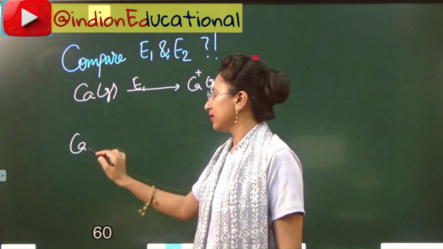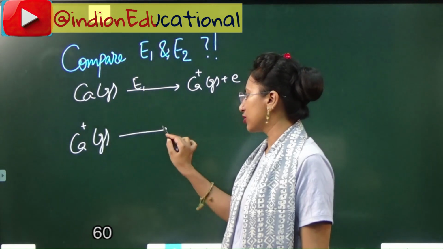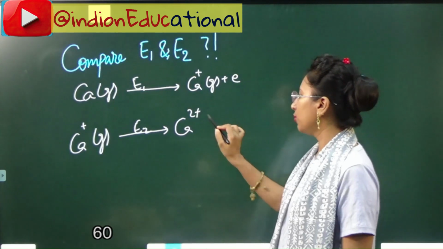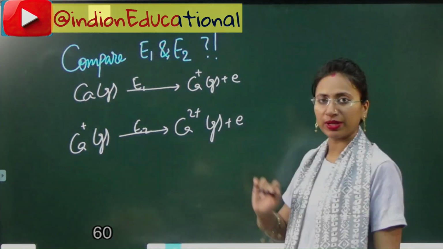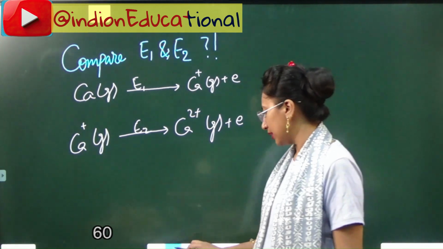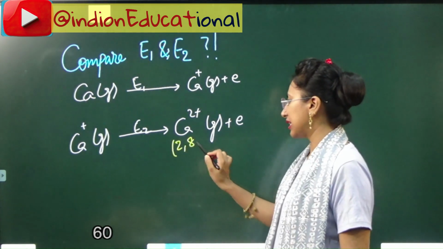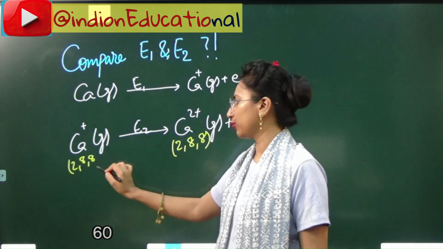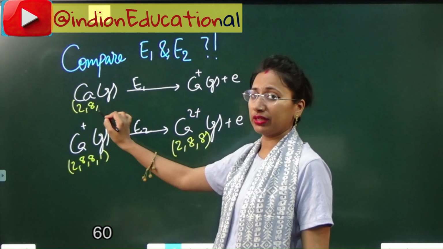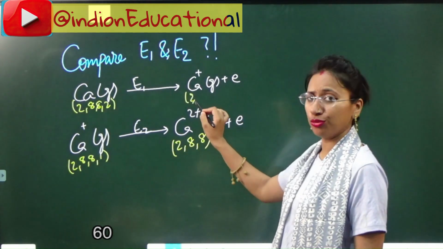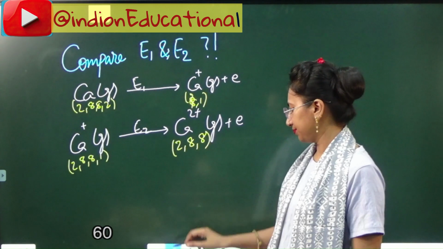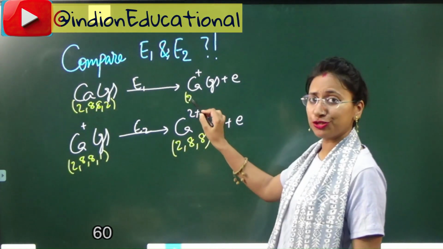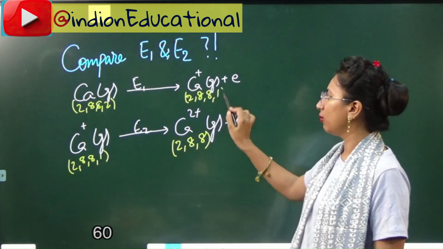The step where E2 energy was required is this one, Ca+ gaseous. Now we are converting it to Ca2+. It has lost one more electron, and now it has attained a stable electronic configuration. Here the configuration is 2, 8, 8, 2, and here it is 2, 8, 8, 1.